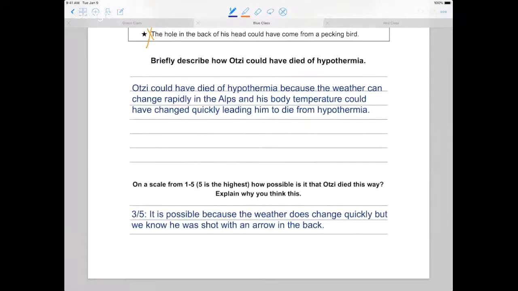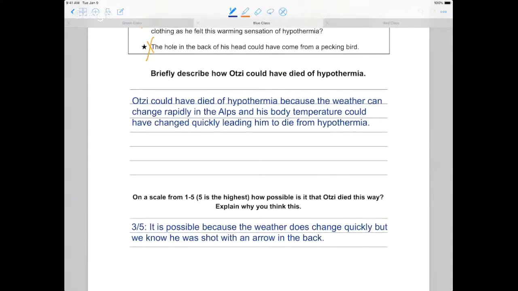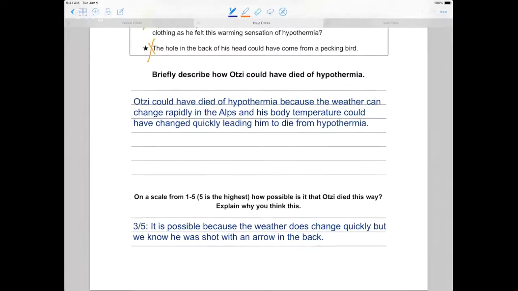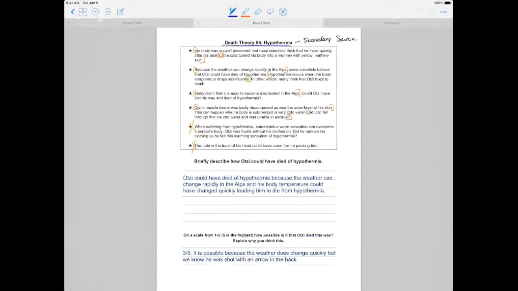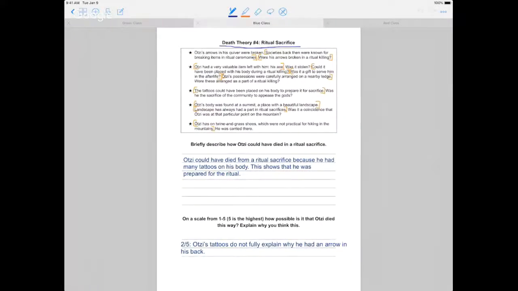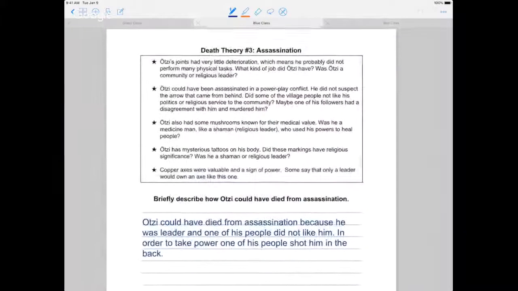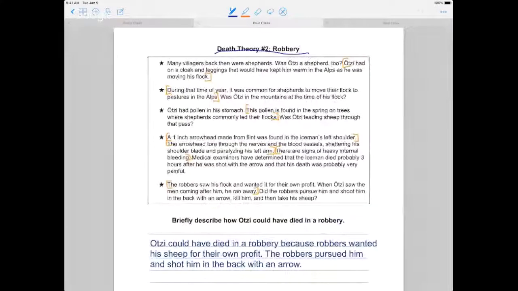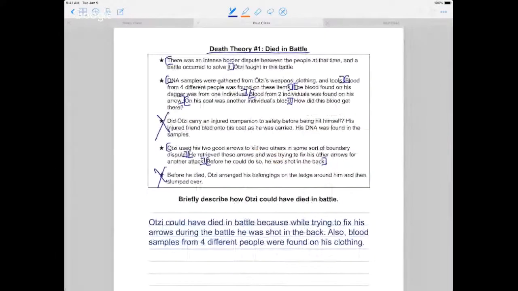After we summarized, we went through and ranked it on a scale of 1 to 5. Blue class decided to rank it a 3. And we said because the weather does change quickly, but we know he was shot with an arrow in the back, so that's why we didn't rank it any higher. So then you guys visited the 4 stations. I showed you guys some pictures, too, to go with it to help you kind of visualize what was going on. If you remember, the other 4 theories are ritual sacrifice, assassination, robbery, and died in battle.